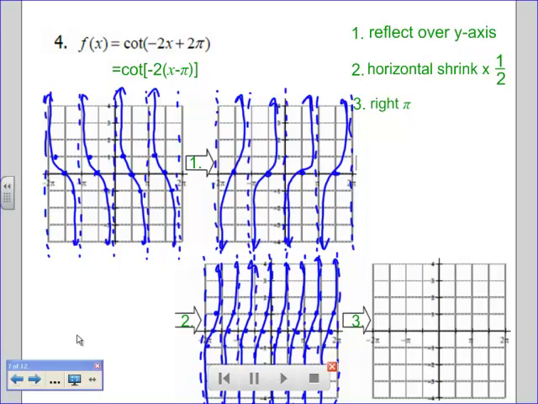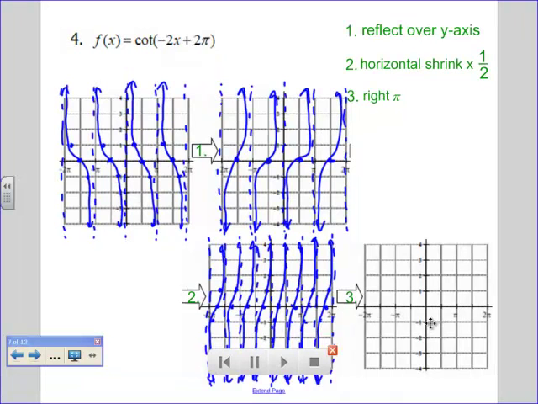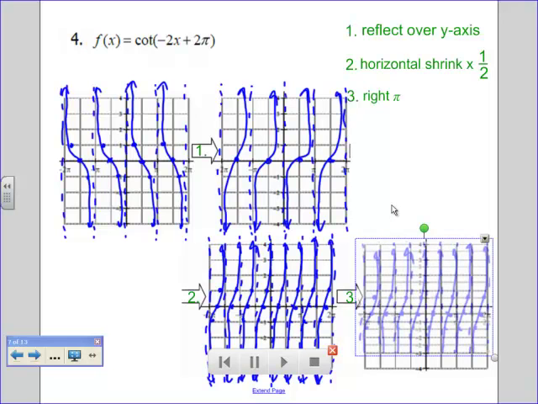The final piece is to move right pi. Well, here our new period in this last graph that we've graphed is pi over 2. If I moved right pi, every one of those pieces should mirror every one of the other pieces, which means that what I'm going to get for my final graph is just the exact same thing as what I got for my third. After you repeat your final graph, you should be totally done.